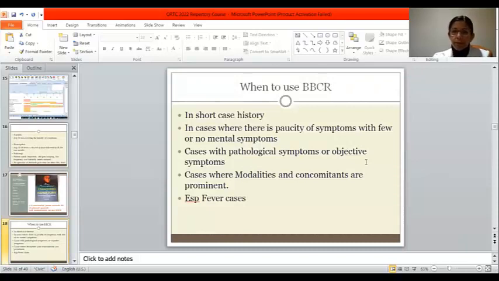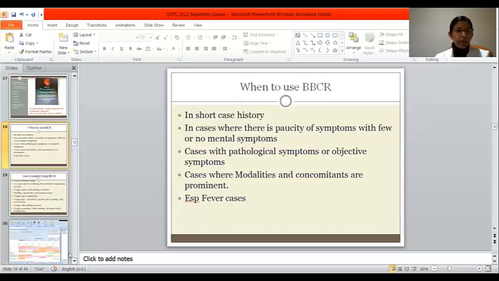So when do we use a BBCR? In short, when a case history is short. In cases where there is paucity of symptoms with no mental symptoms. Cases with pathological symptoms or objective symptoms. And cases where modality and concomitants are prominent. For example, fever cases.